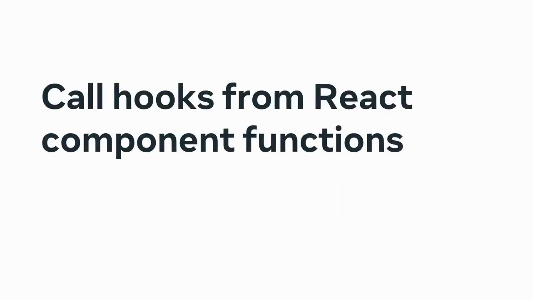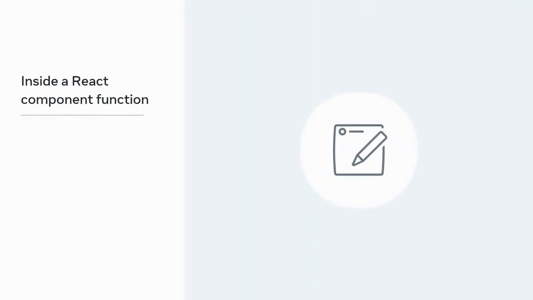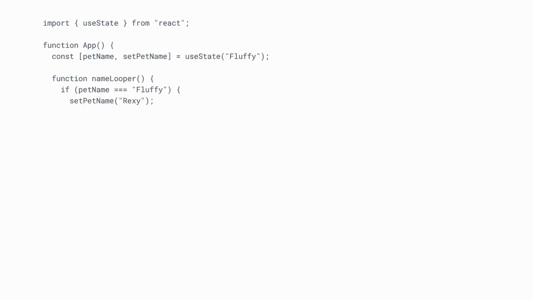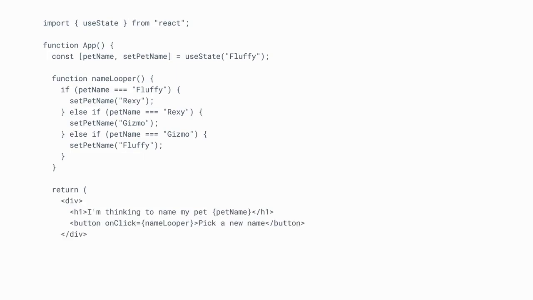The first rule means that you should not be calling hooks from regular JavaScript functions. Instead, you should only call them from inside a React component function. From a built-in hook call, for example, from the useEffect hook, or from a custom hook. In this example, the code describes a button that can be clicked to pick up a new name for a pet. The nameLooper function is used to limit the pet name choices to only Fluffy, Rexy, or Gizmo. Notice that the useState hook is accessed at the outermost scope of the App function. It has not been used anywhere other than this, for example, inside the nameLooper function scope.